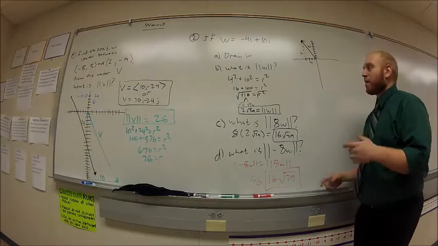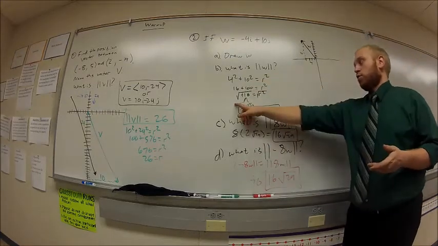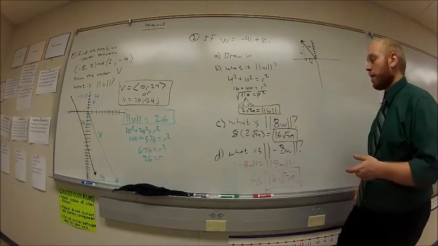Well, use the Pythagorean theorem again. 4 squared plus 10 squared equals r squared. You'll get down to the square root of 116. Square root of 4 times the square root of 29, or 2 root 29.